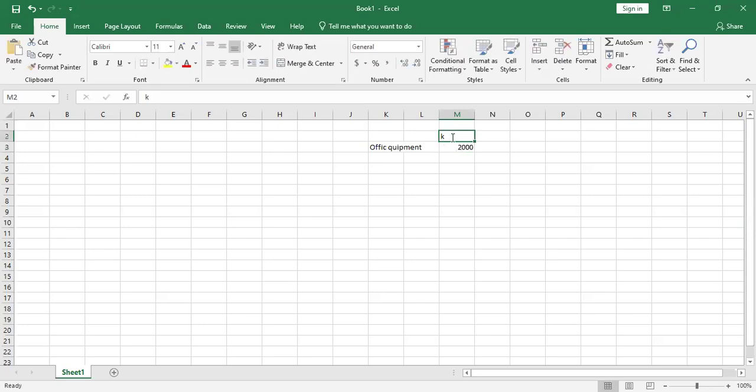Then the Benz, 200,000, was bought 3 years ago. Then the other one, delivery truck, 80,000.